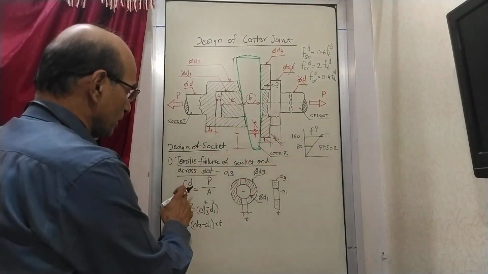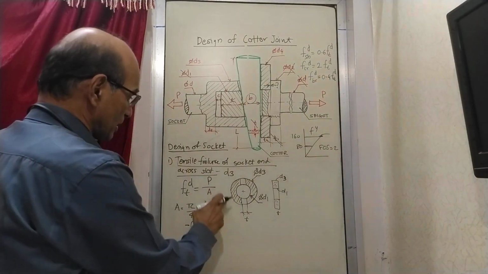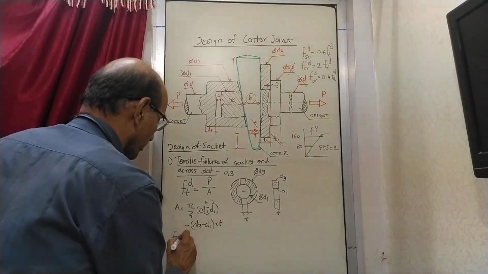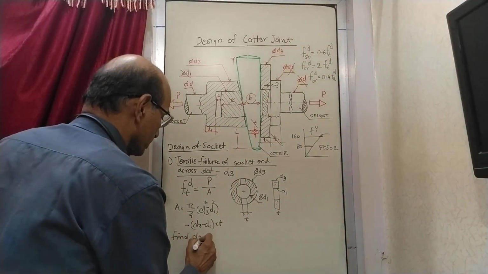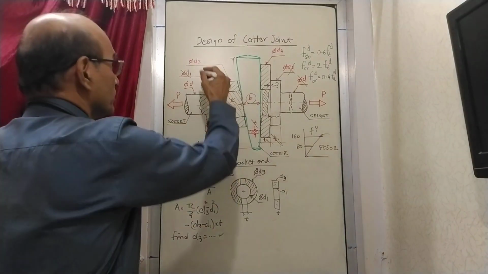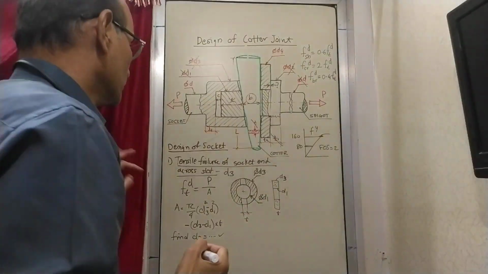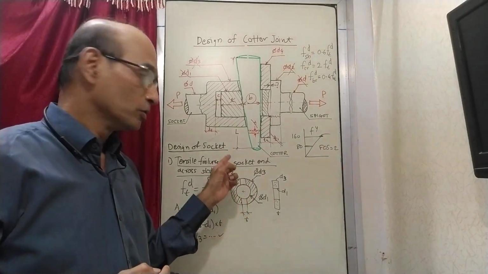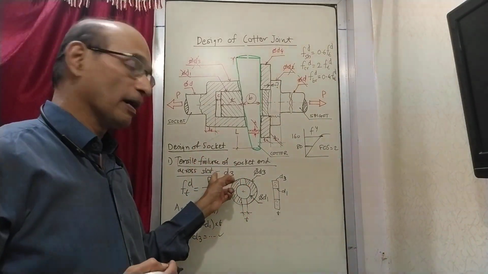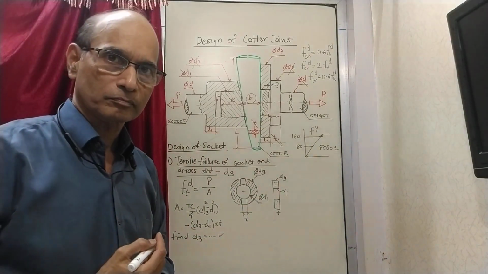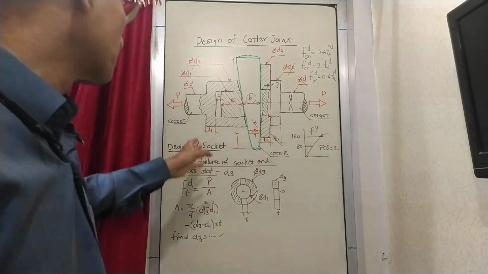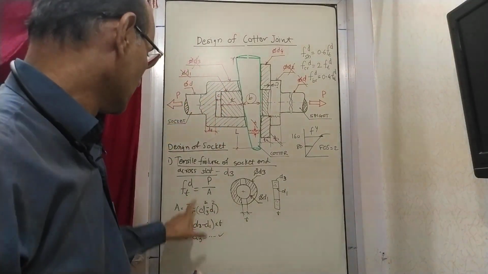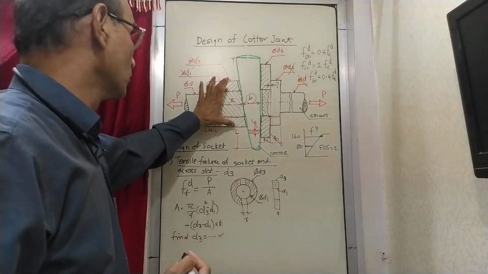Now if you equate FT design equal to this, then in this equation, D3 is unknown. So you can find what D3 is equal to. So you get this dimension. So we have found out the size D3 by considering the tensile failure of socket end across the slot. Okay. So now let's see the next part. From now it will not fail from here because we have decided the dimension as per the design equation. So it will not fail from here.